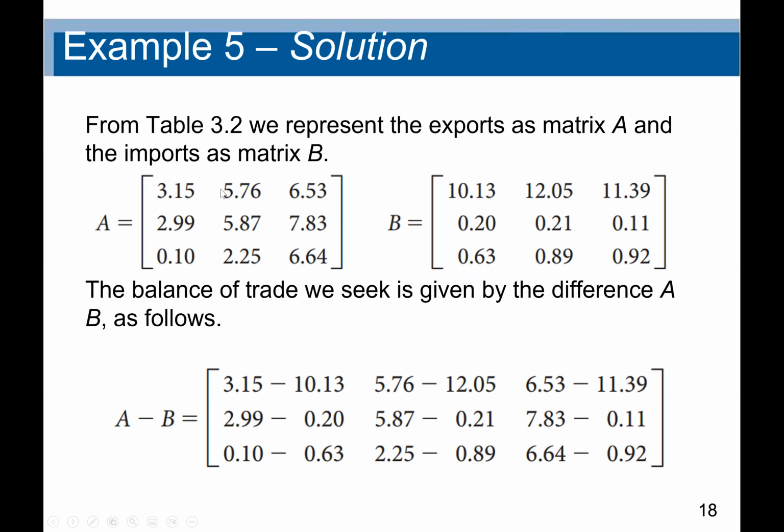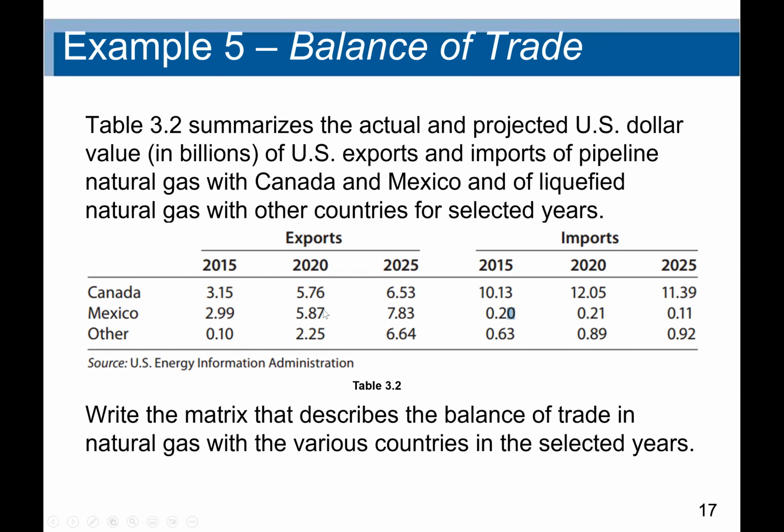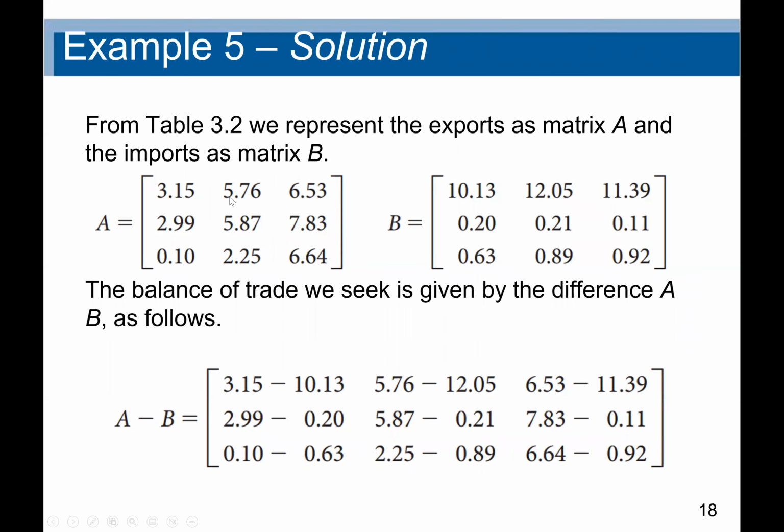So the export section will be our matrix A, then the import section will be matrix B. So we have matrix A, the values for the export, and the import. Then in order to find out if they are balanced, we have to find the difference. So we subtract the import from the export.